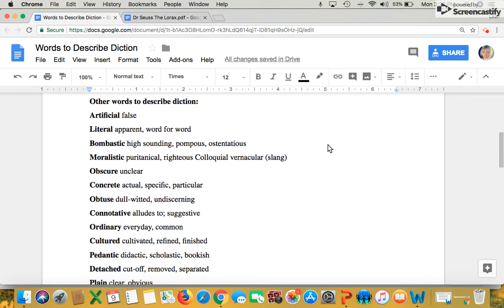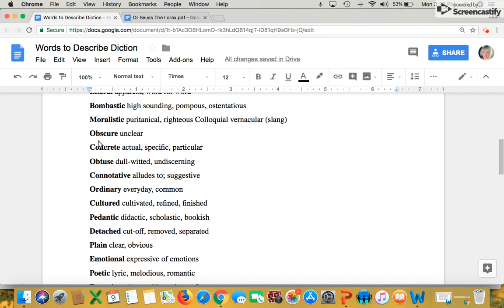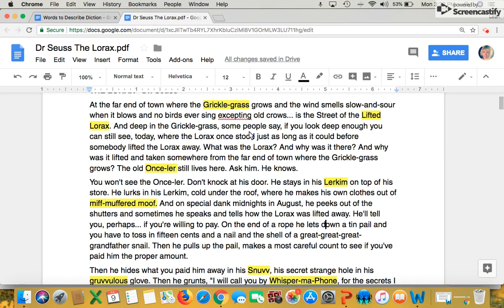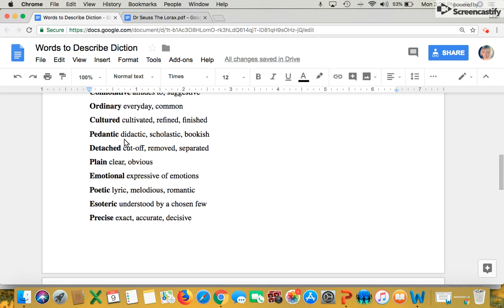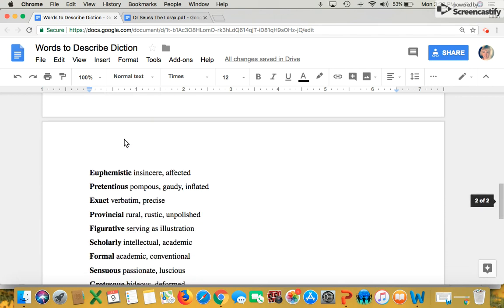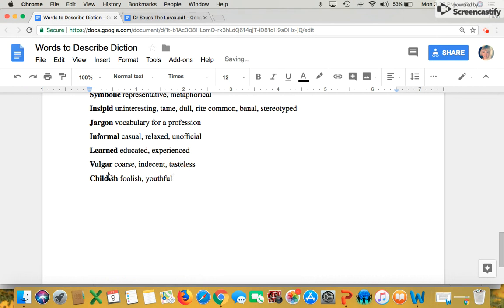I can also take a look at all of these other words to describe diction, and ask myself, are these words obscure? Absolutely. We could definitely describe all the words we highlighted as obscure, right? We don't know what an Onceler or miff-muffered moof is. So we could absolutely describe this as obscure diction. As I continue to look at my list of words to describe diction, I can take a look down here at the very, very bottom. Notice how it says childish, foolish, youthful. Absolutely, I think that these words could be described as this.